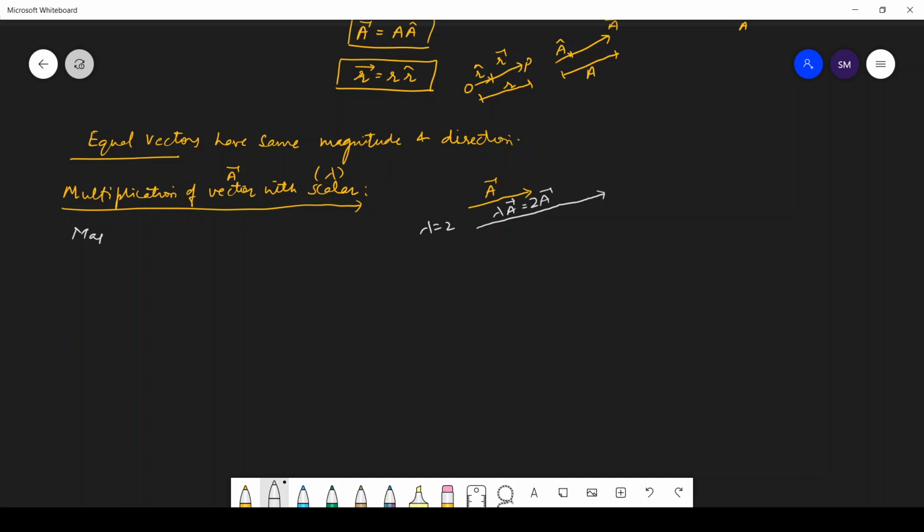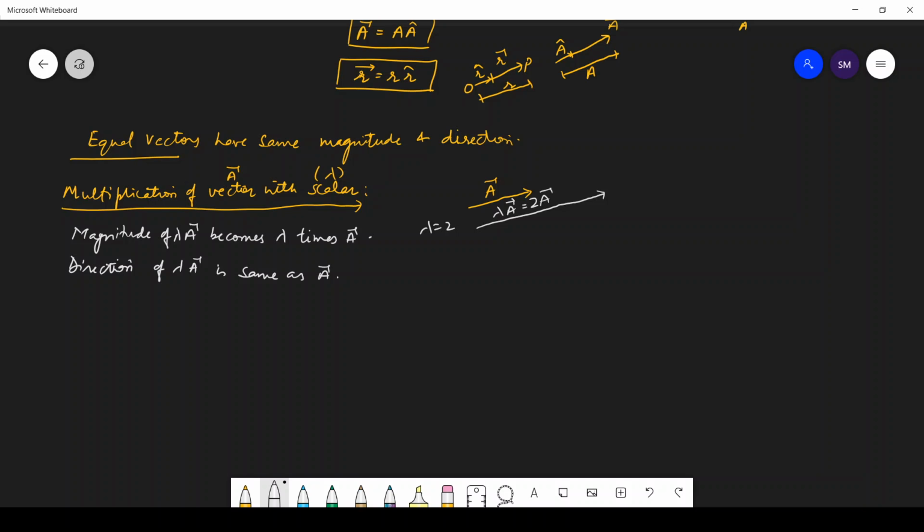So the magnitude of vector lambda A becomes lambda times the magnitude of A, right? The magnitude of A can increase, but it is lambda times, like multiply also means times, so lambda times A. And the direction of lambda A is the same as vector A.